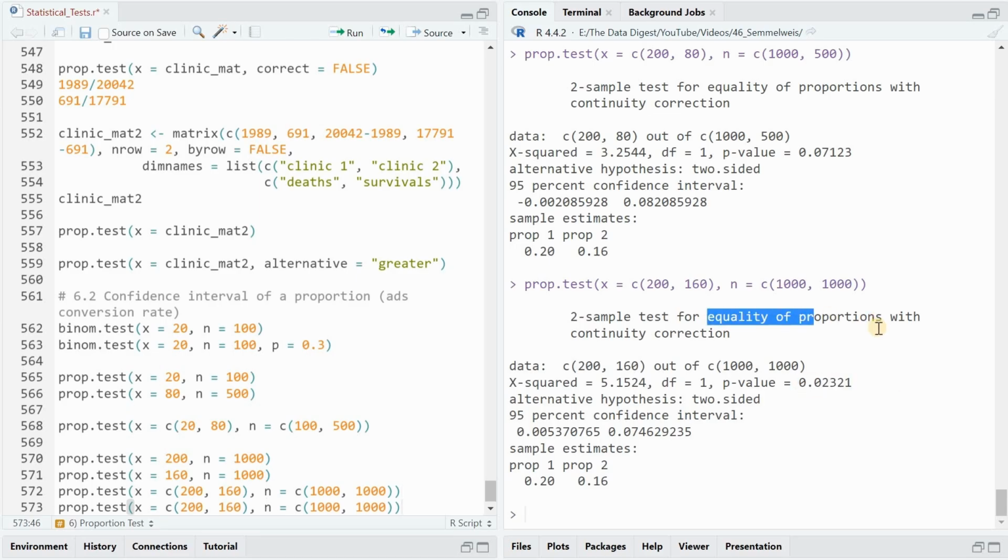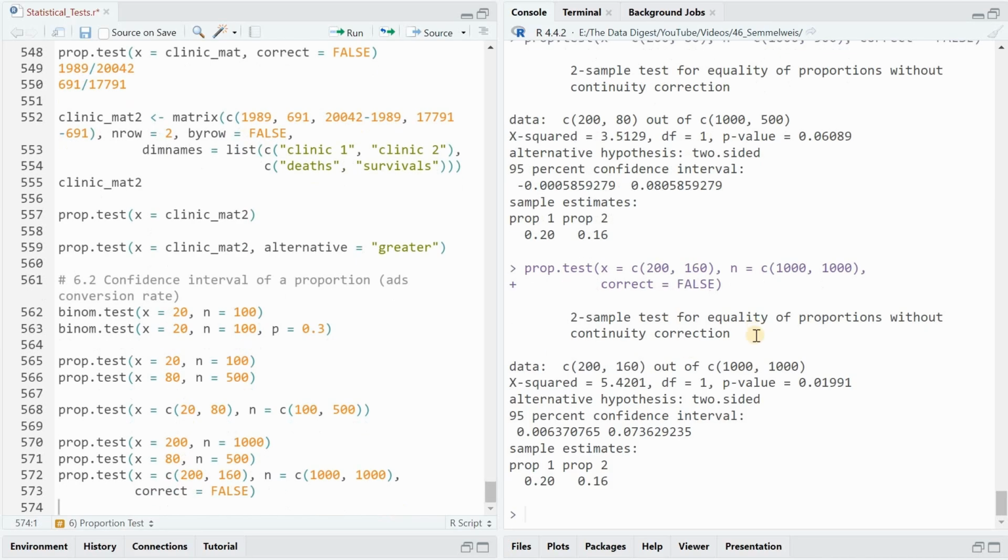And here you can see that it runs these tests by default with a continuity correction. And this continuity correction you only need for really small sample sizes. So when you get into the realm of 1,000, you can set this to false, and then it's without correction, and your p-value becomes smaller immediately.